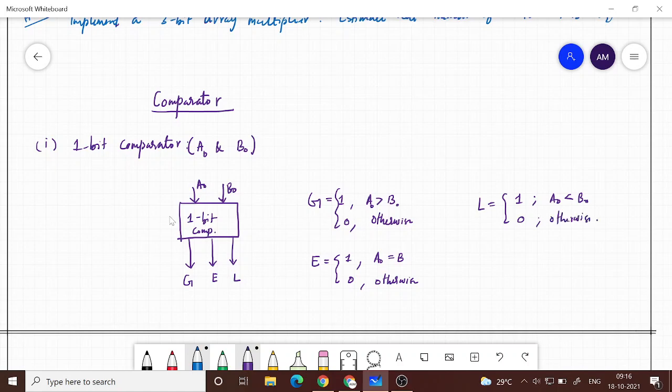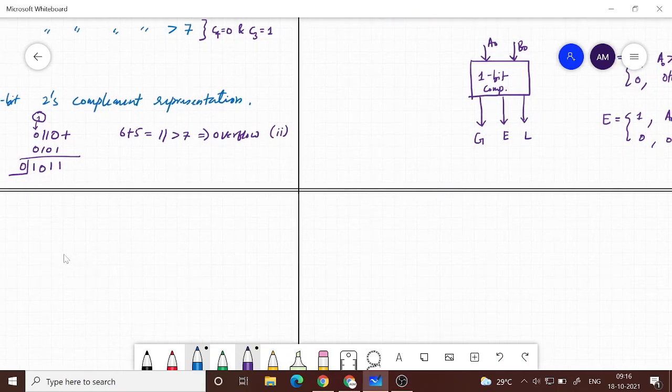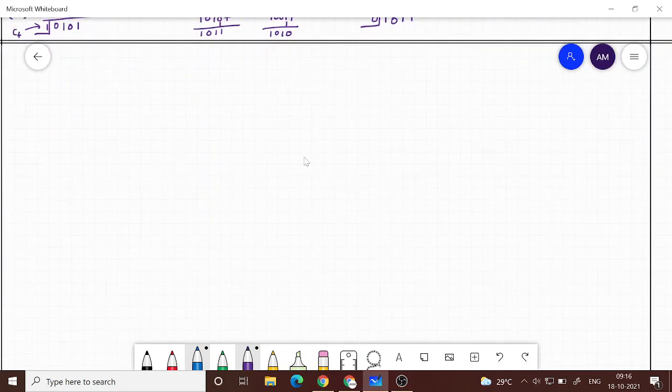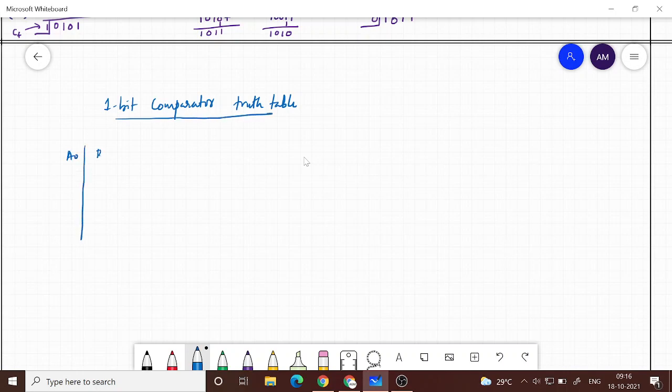So let us now write the truth table and then we can design it. So we are looking at the 1 bit comparator truth table. It has only two inputs, which we took as A0 and B0. So there will be 4 combinations: 0 0, 0 1, 1 0, 1 1. And there are 3 outputs, so there are 3 Boolean functions. They are called G, E and L.